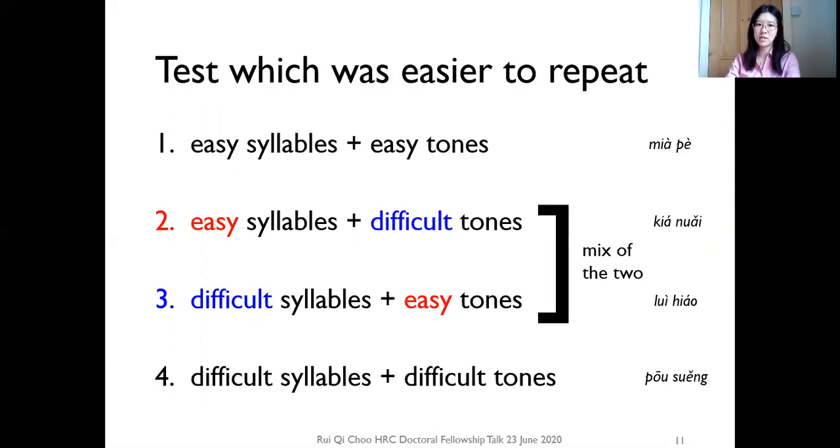But before I proceed, I would like you, wherever you are watching this video from, to have a think and guess which of the 2 mixed conditions you think would show better performance. Would it be condition 2, easy syllables with difficult tones, or condition 3, difficult syllables with easy tones? You can pause the video here before I reveal the answer. If you guessed condition 3, you are right. The words in condition 3 were said more accurately than condition 2, especially the tone element. The easy tone really grabbed the children's attention.